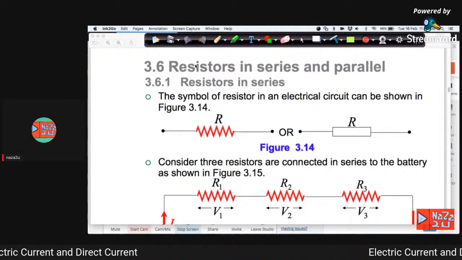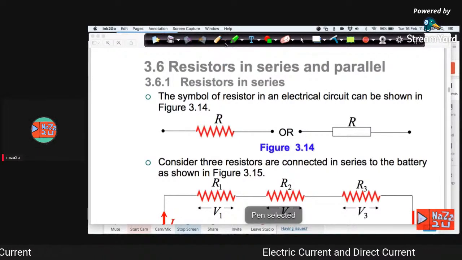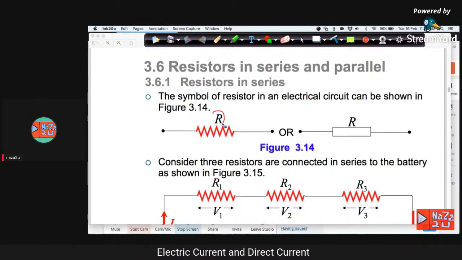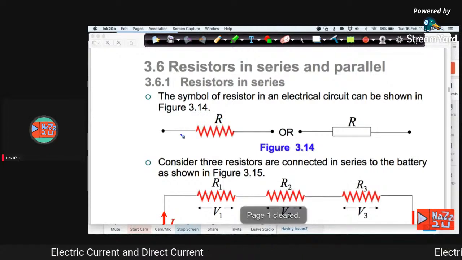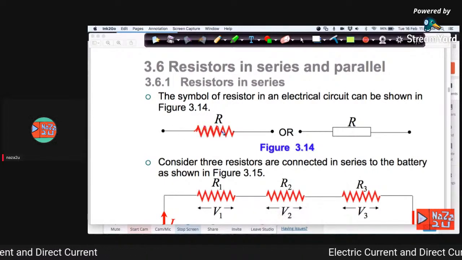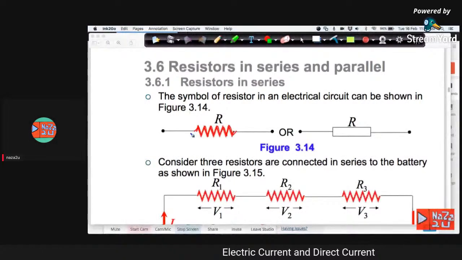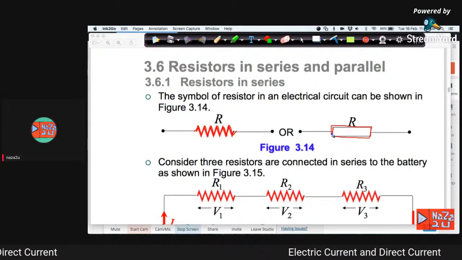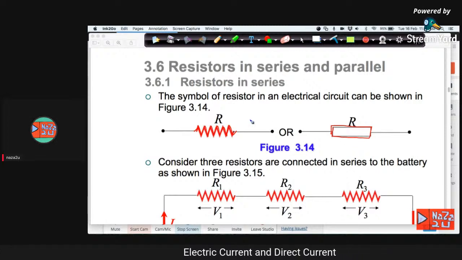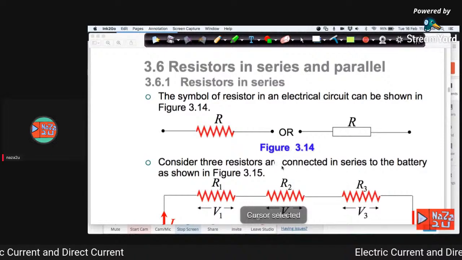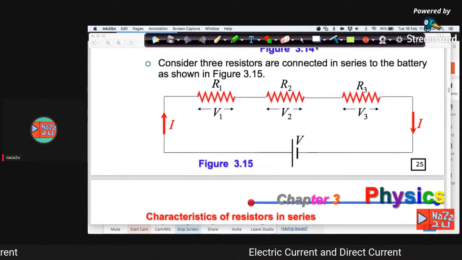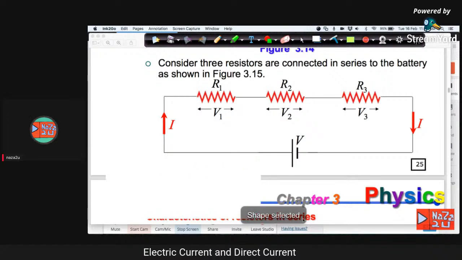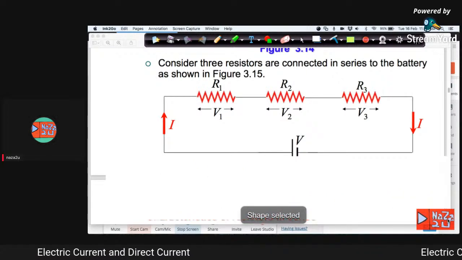Right? As you know, the symbol for resistor, we have a R, and this is a symbol for resistor. Saya rasa kamu sudah jelas, dan setengah-setengah tu dia simbol resistor dia pakai dalam bentuk yang rectangular macam ni. So samalah, tapi biasa kita pakai yang inilah, resistor. And the next, consider resistors connected in series. So this is how you can set up 3 resistors in the circuit.